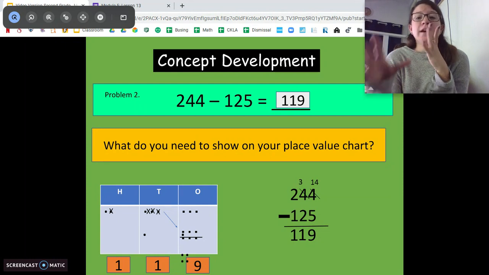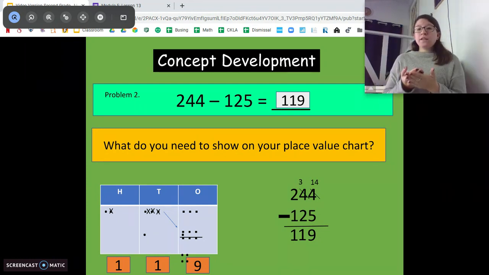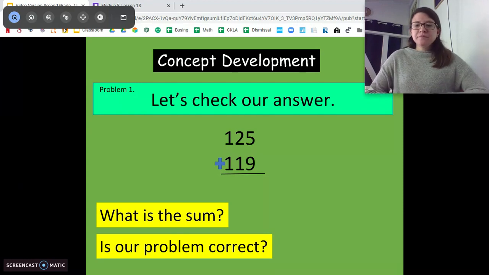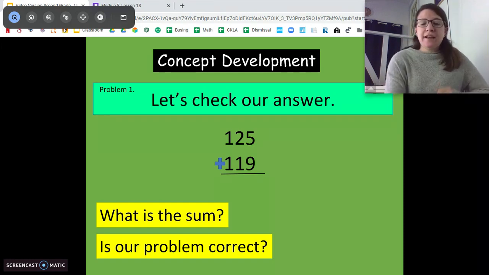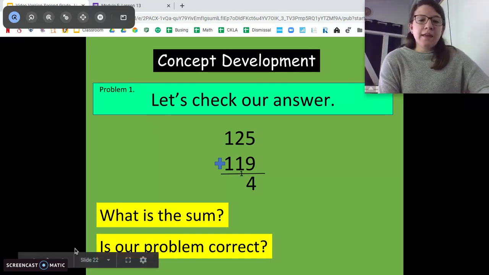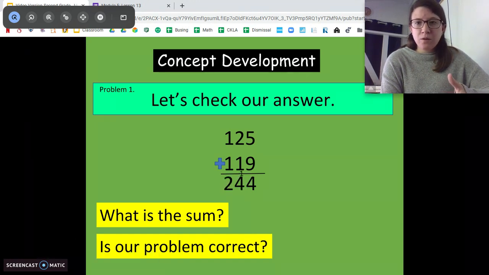Now let's check it. We're going to add our 2 parts together. Our whole is 244, and we want to make sure our 2 parts add to 244. So we're going to add 125 plus 119. Pause, check your answer. Go ahead. All right, let's add. 5 plus 9, I get 14, so I'm going to have to move my 10 over with a 4 down. Perfect. And then I can add, and I get 244. Is that our whole? Beautiful. So is our problem correct?